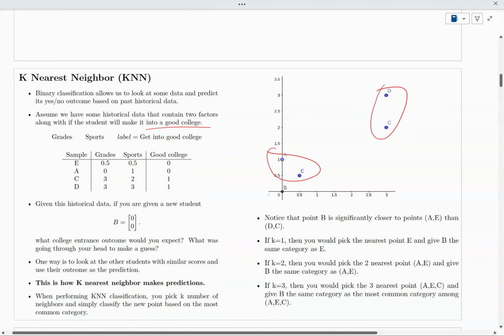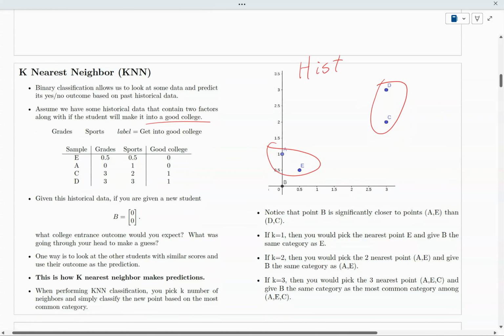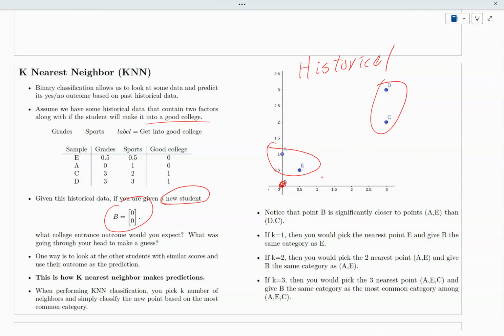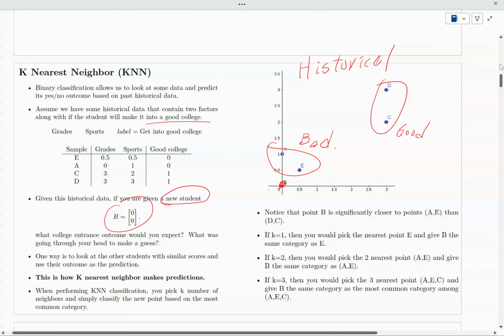Now, given this historical data, I give you a new student B, which is at this point. If you just look at this picture, would you say that this student will make it into a good college or a bad college, right? Or not make it into a good college? Visually, by looking at this point, you probably conclude that this student did not make it into a good college.